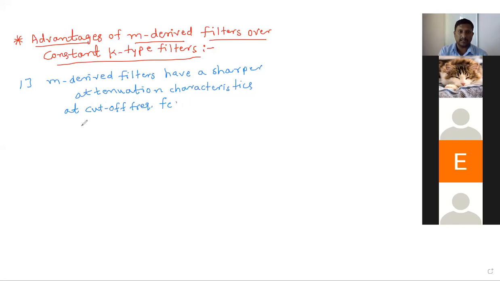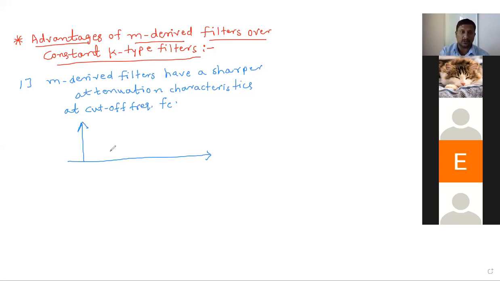So what do you mean by this? We are expecting that the filter should behave like an ideal filter. Okay, practical filter behaves like ideal filter. That is our expectation. But we are not getting sharper attenuation characteristics at cutoff frequency. We are getting somewhat of a curve. So to minimize that, we are going to modify the constant K type. After modification, we can call it M derived filter. So that is the advantage.